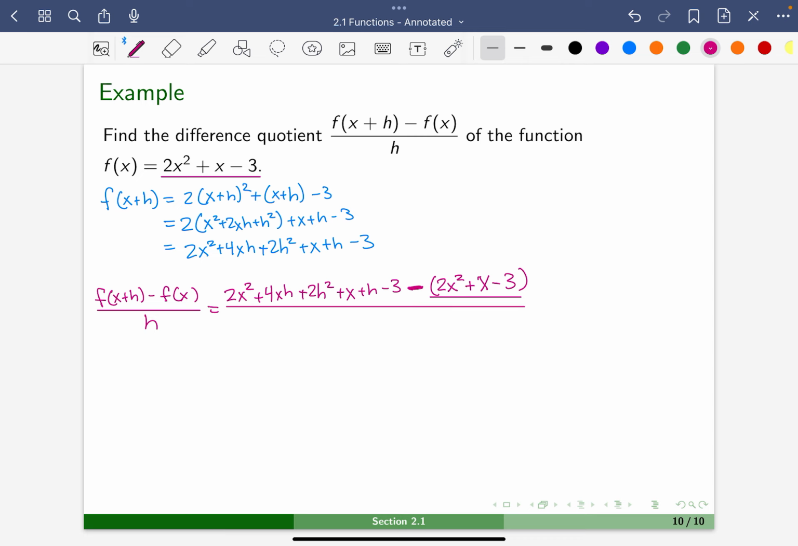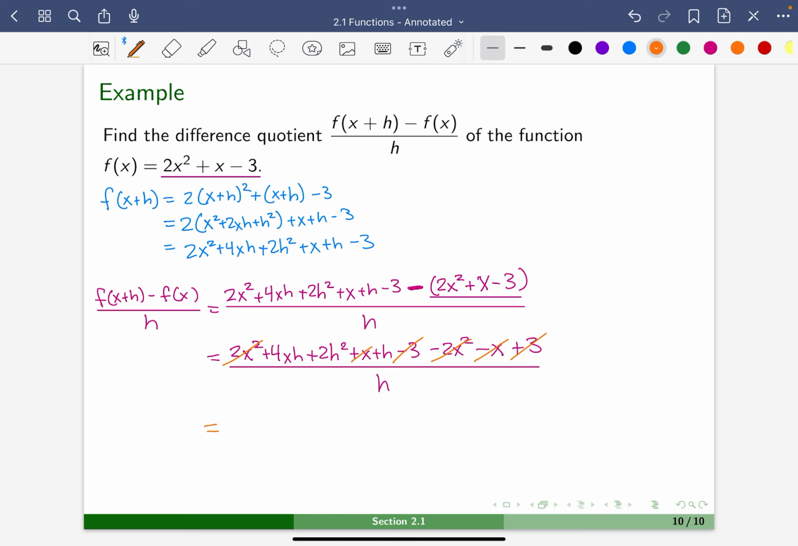And then in the denominator, we just have the h. So 2x squared plus 4xh plus 2h squared plus x plus h minus 3 minus 2x squared minus x plus 3 all over h. Again, we can cancel any like terms. So the 2x squared cancels with the minus 2x squared over here. We have an x by itself, positive x, that cancels with the negative x. We have a negative 3 that cancels with the positive 3.